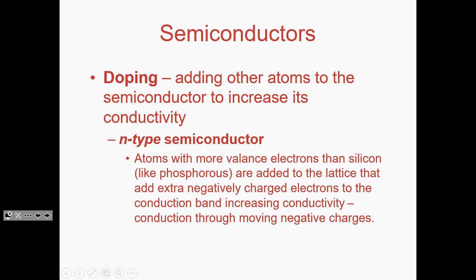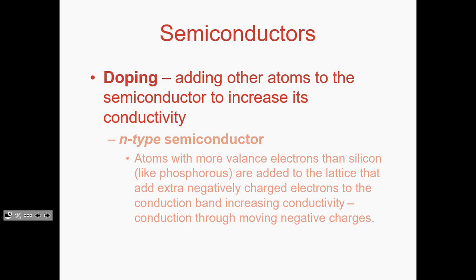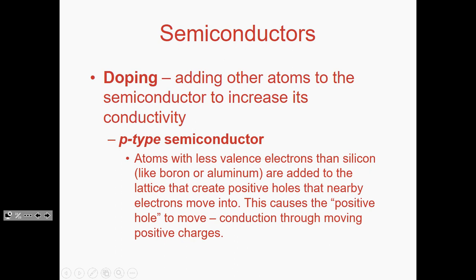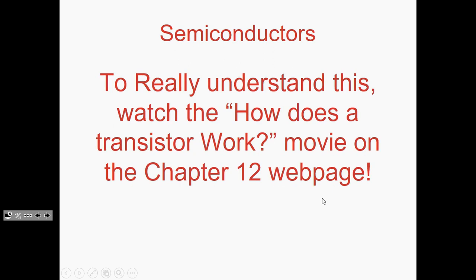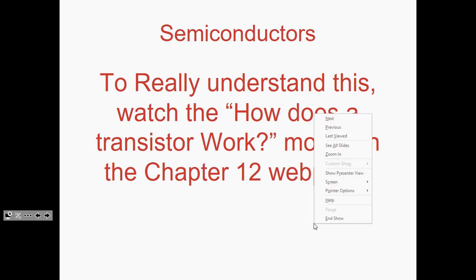So if we put something with more valence electrons, then we get one type of doping. That must mean we can put in substances with fewer electrons, like boron or aluminum, and we get a different type of movement. And this is one where it really makes sense to watch the movie. So what we've got are positive moving charges in our p-type conductor. So what I strongly recommend you do is watch the movie that's on the PowerSchool Learning page called How Does a Transistor Work? It really will take you through these two types of doping situations better.